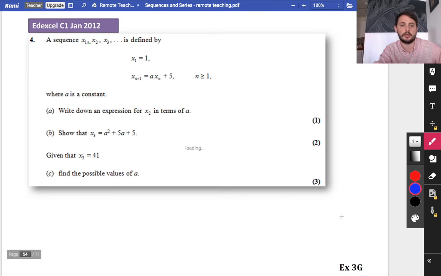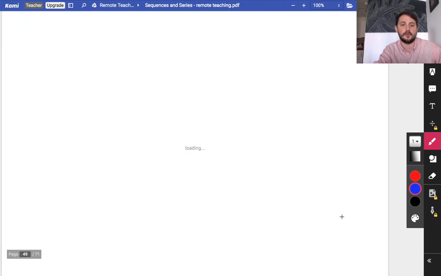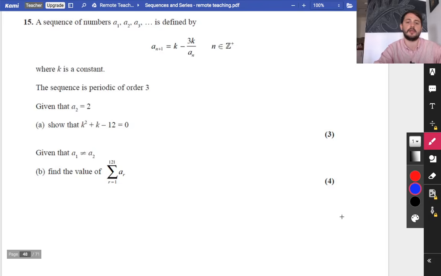How many more have I got to do? I'm going to do a few more. I think the more you can see, the better, while I'm not actually able to teach you fully. So here we go, we've got another one. This time you've got this sequence, okay? So to find the next one, you do k minus 3k over the previous one, where k is a constant. The sequence is periodic of order 3.